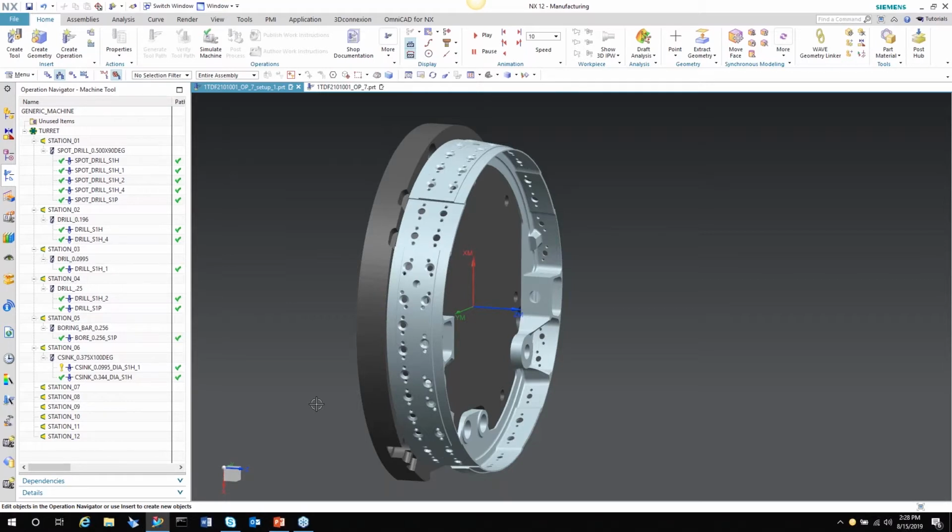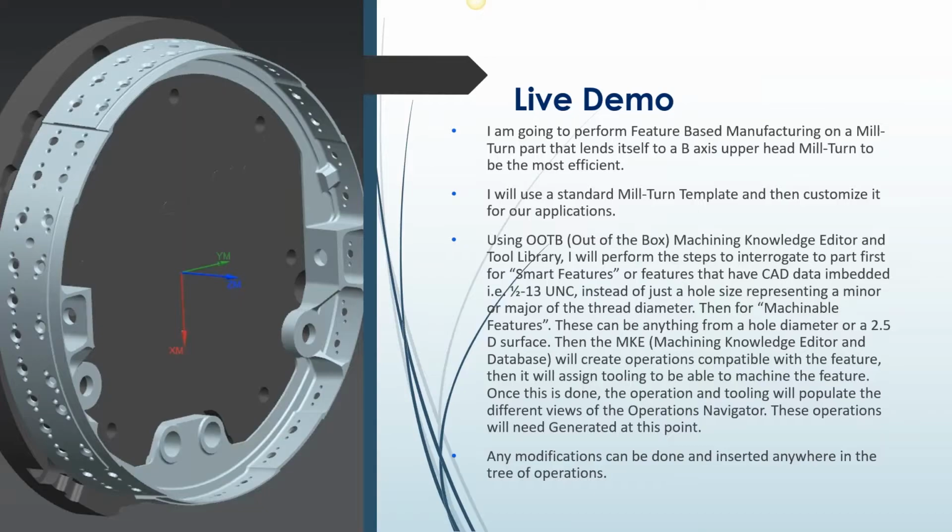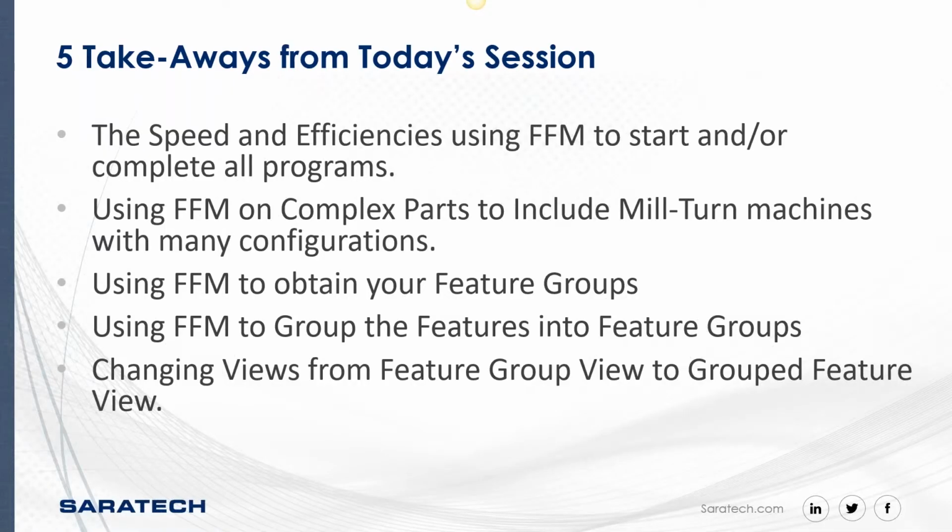You will immediately see the benefit of feature-based manufacturing and feature-based recognition, and it will become your go-to. And that's my goal for this, is that feature-based manufacturing and feature-based recognition becomes your immediate go-to for all programming. So 5 takeaways from today's session is the speed and efficiencies of using feature-based manufacturing to start and or complete all your programs from the very beginning.